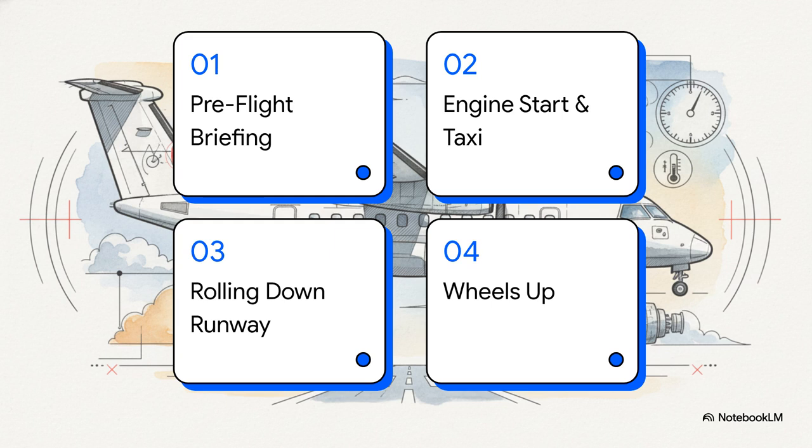Think of this as our literal flight plan for today. We'll start with item 1, the pre-flight briefing. Then item 2, engine start and taxi. After that, item 3, rolling down the runway, and we'll wrap up with item 4, wheels up.